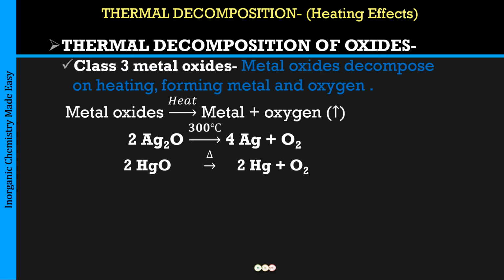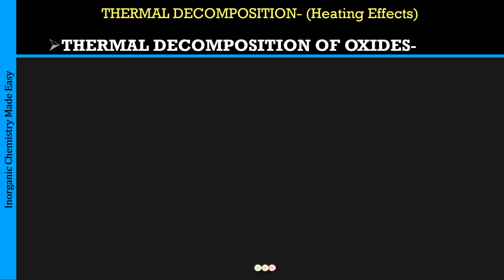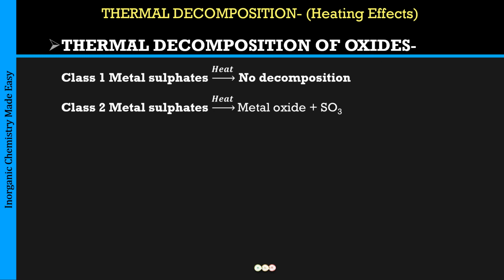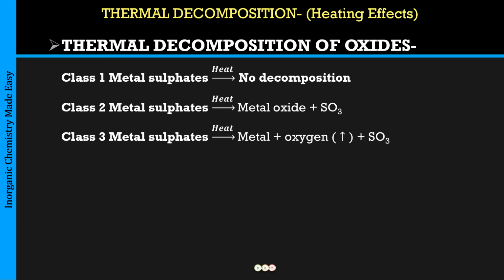Now, if you watched my previous lectures on thermal decomposition of carbonates, hydroxides, sulfates, and nitrates, you could have realized this even from those lectures. Let me show you how. Let us take the example of metal sulfates. It is going to be similar for carbonates, hydroxides, and nitrates also. For the class 1 metal sulfates, when we heat them, they do not show any decomposition. Class 2 metal sulfates, when we heat them, form metal oxide and sulfur trioxide. And class 3 metal sulfates, when we heat them, form metal plus oxygen plus sulfur trioxide.